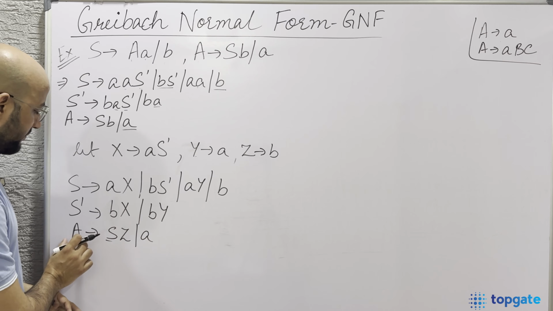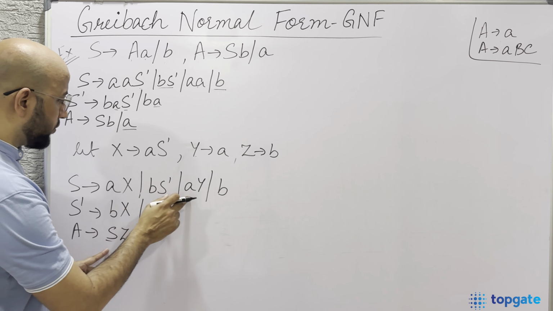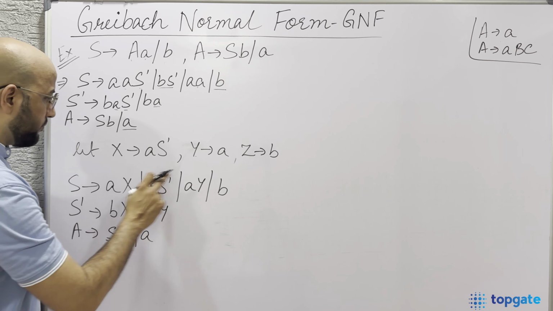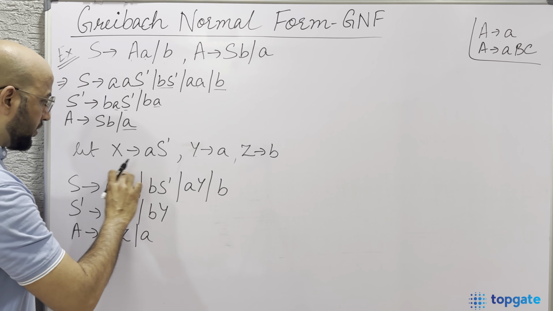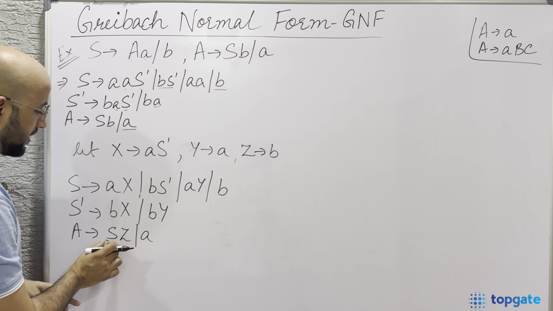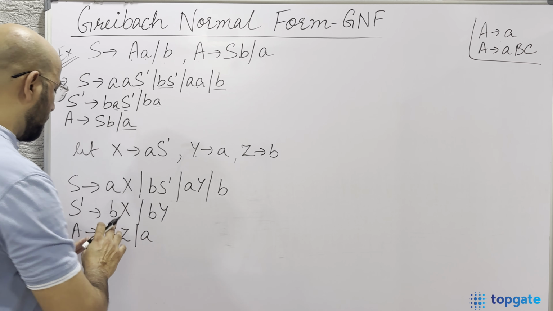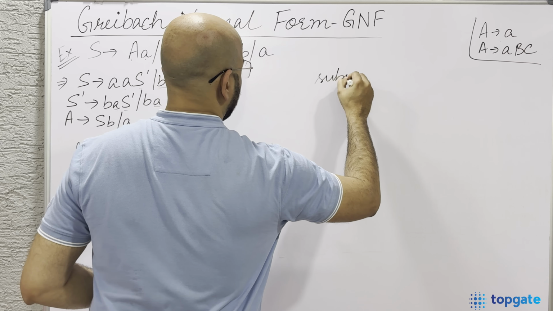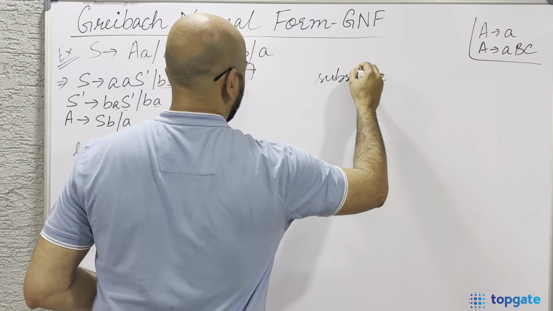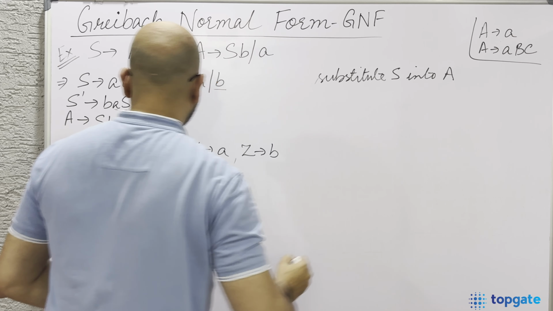Now if you see, we have A tends to SZ, and for S we have 1, 2, 3, 4 production rules, and all of these 4 production rules are actually in a GNF form. So if I put these values here onto this first S, this will be converted into a GNF form too. So let's see how we substitute these values here. So what I'll do now, I'll just substitute S into A. So what will I get?